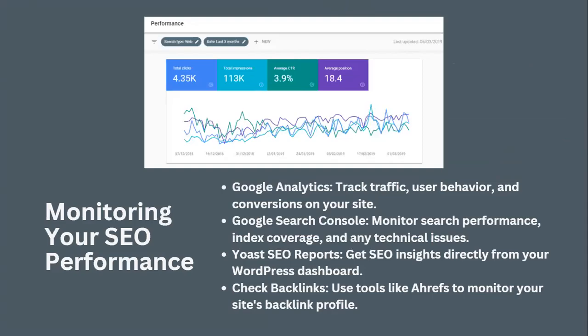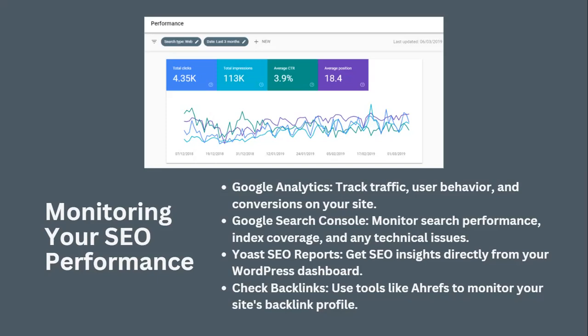Then, monitoring your site performance. You use Google Analytics to track traffic, user behavior, and conversion on your site. You use Google Search Console to monitor search performance. You use the SEO report, that is if you're using Yoast, to get SEO insight directly from your WordPress website. You check backlinks using tools like Ahrefs to monitor your site's backlinks.